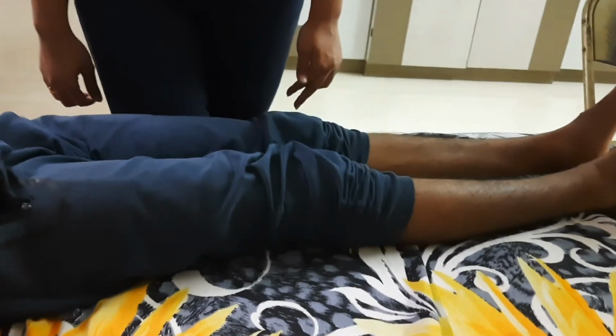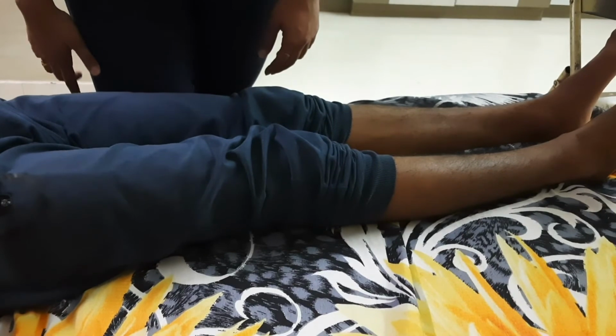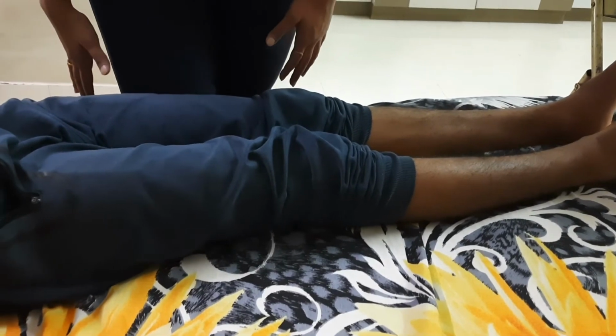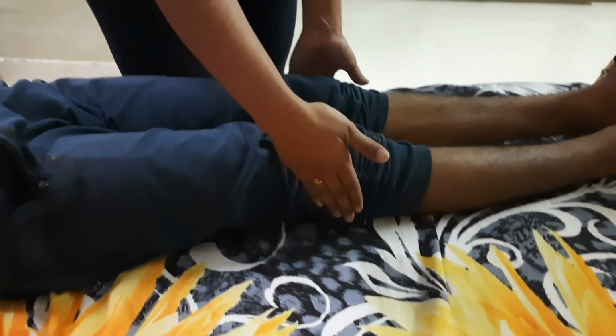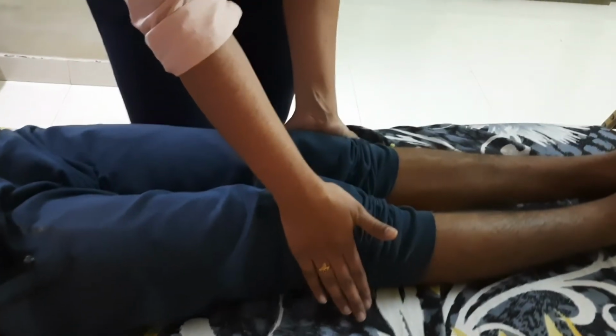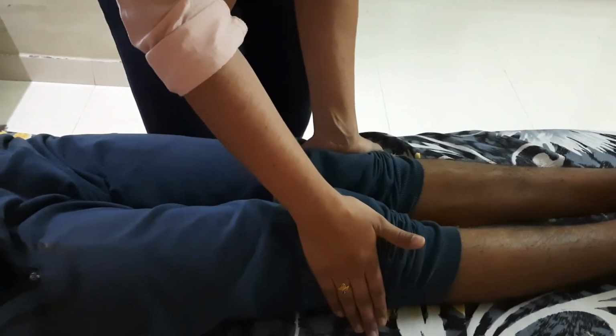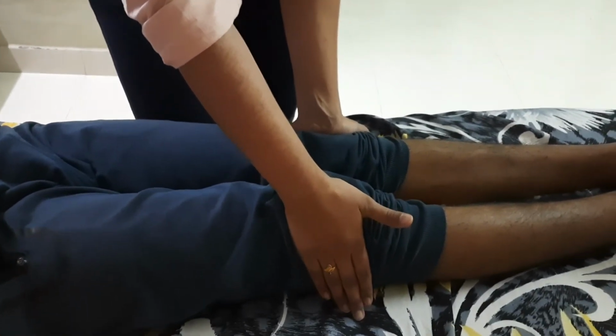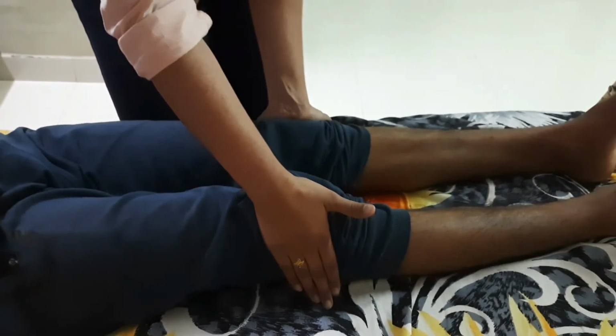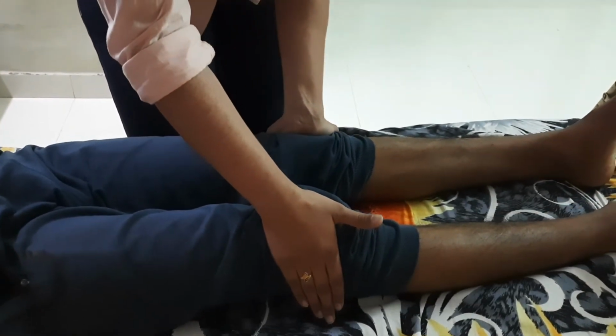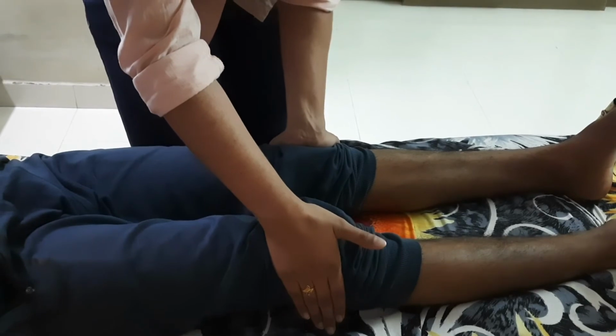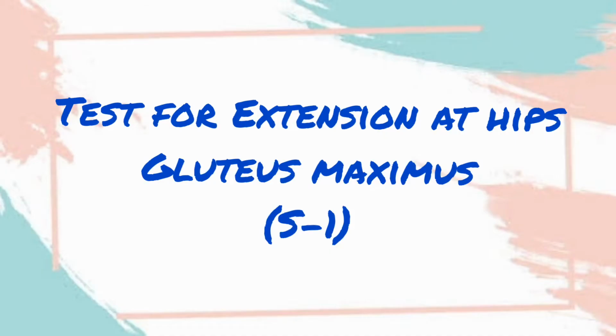To test the abduction at the hips, L2, L4, L5 and S1, the gluteus medius and gluteus minimus, place both your hands firmly outside the patient's knees and ask the patient to spread both the legs against your hands. Darshan, try to spread your legs. Enough.